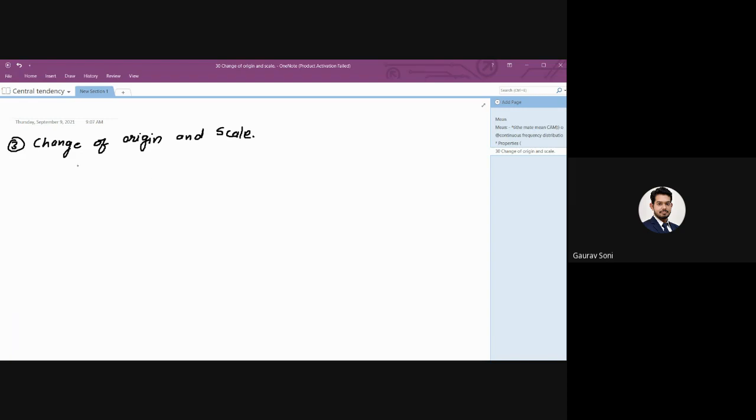So if ui is equal to xi minus a divided by h, then u bar is equal to x bar minus a divided by h.